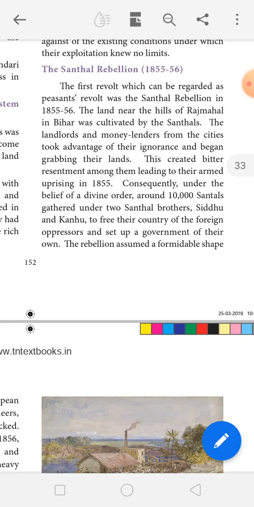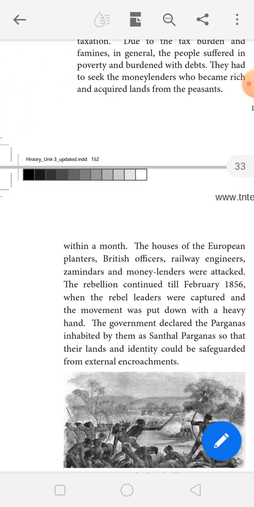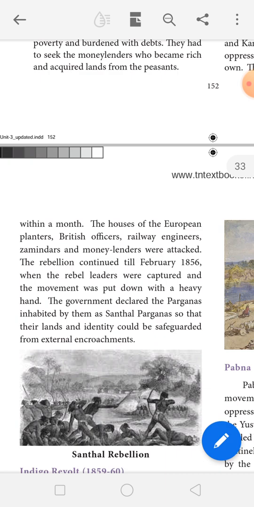The rebellion assumed a formidable shape within a month. The houses of the European planters, British officers, railway engineers, zamindars, and moneylenders were attacked. The rebellion continued till February 1856, when the rebel leaders were captured and the movement was put down with a heavy hand. The government declared the Parganas inhabited by them as Santal Parganas so that their lands and identity could be safeguarded from external encroachments.